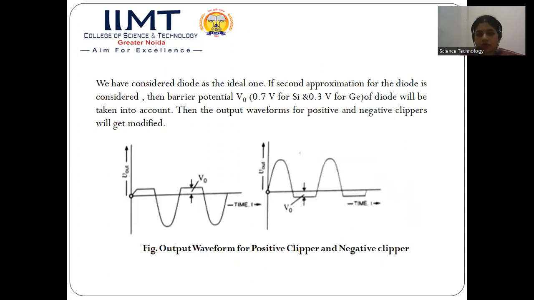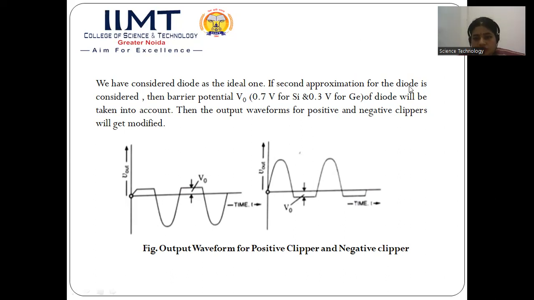So we have now understood how to remove a completely one half cycle of a waveform by using the positive and the negative clipper. But one thing to note, which I have already discussed, is that the diodes which we are considering are ideal diodes. We are considering that our diodes are completely conducting in the forward bias and completely cut off in the reverse bias.